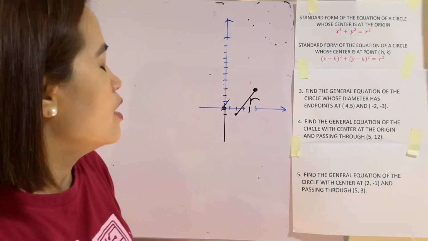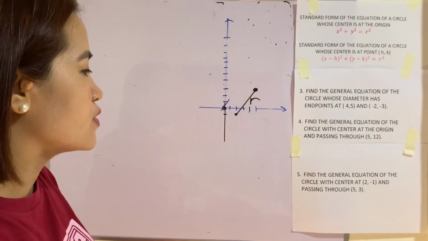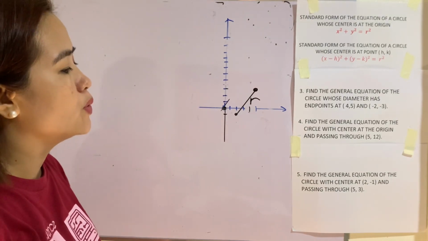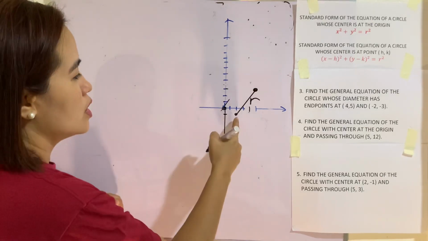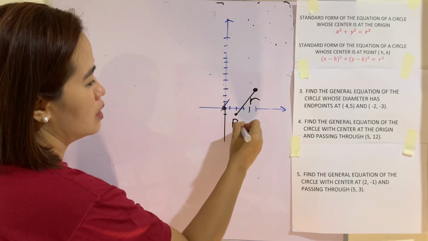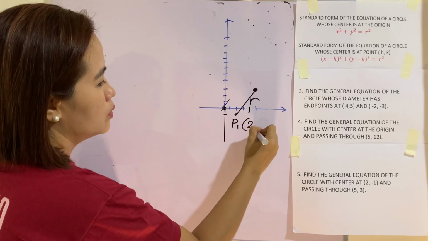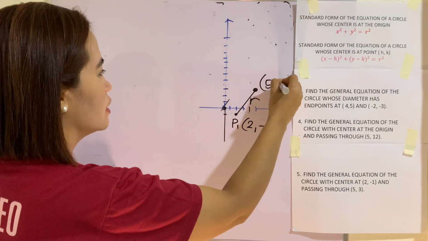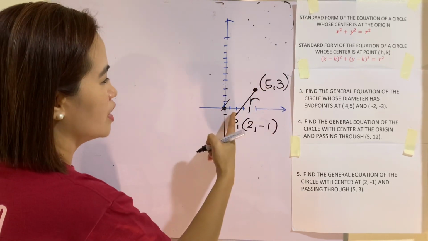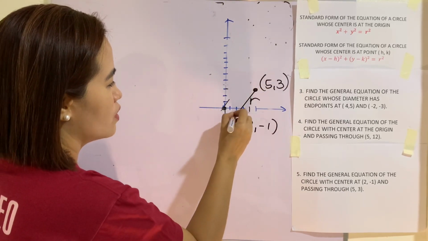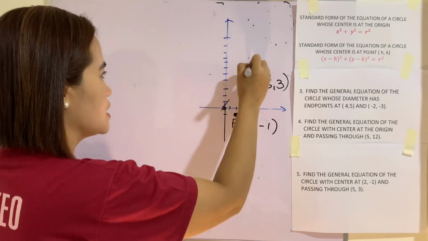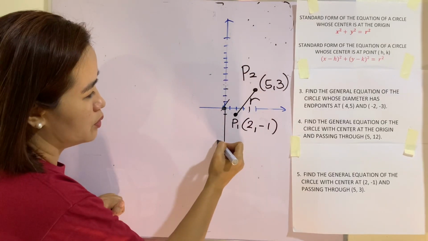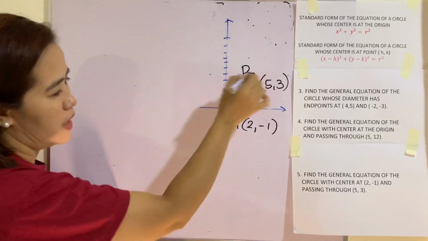Number 5. Find the general equation of the circle with center at (2, negative 1) and passing through (5, 3). This one is (2, negative 1). Let us name it as P sub 1. (2, negative 1). And the other one is (5, 3). So the circle is passing through this, and this one is, of course, your center. This is P sub 2. And this one is, of course, your r. So your diameter will be like this. So you have to make a circle like that.